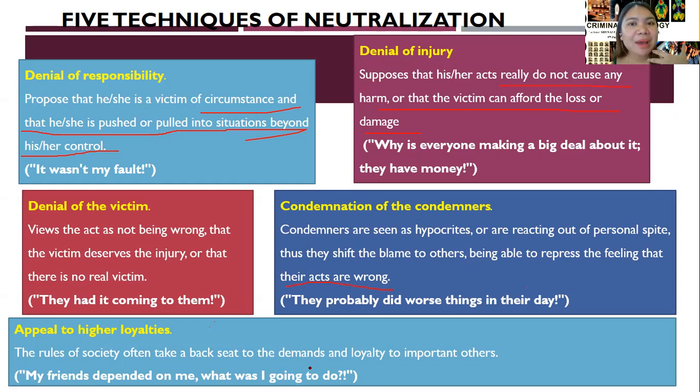And what are the ways? Yes, it is through these five techniques that they identified. It could be you deny your responsibility, you deny the victim, the injury, you condemn the condemners, you hate them, or you appeal to higher loyalties. Okay? So I hope that is clear.